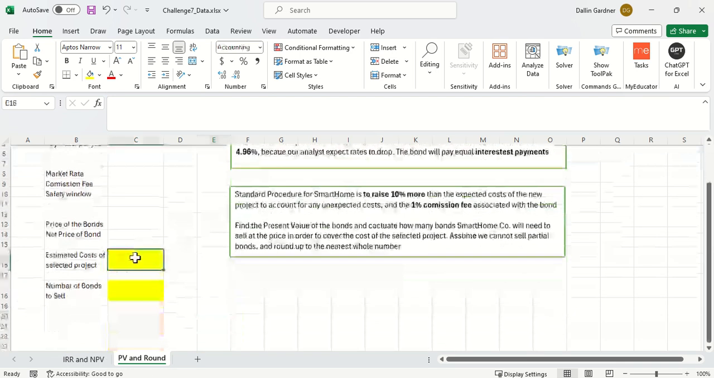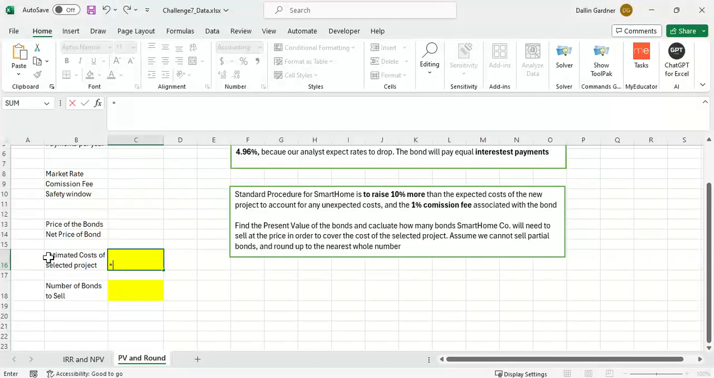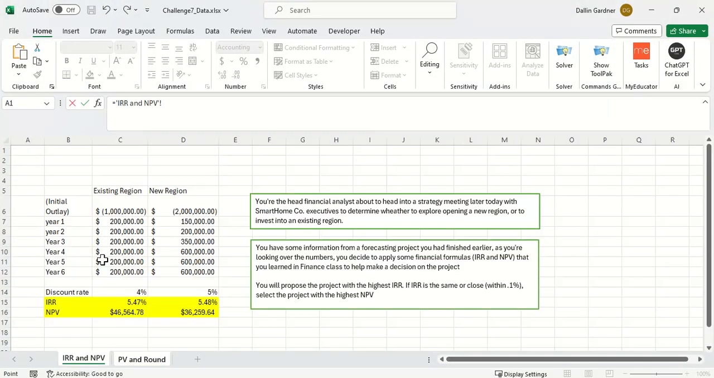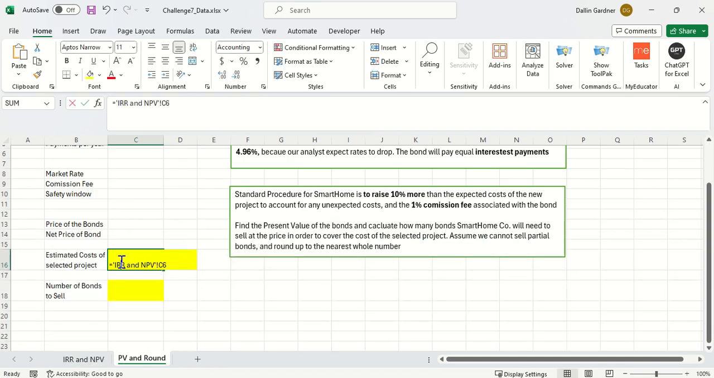Now we're going to go ahead and plug this in first. We want the estimated cost of the selected project, and that's going to be that number, or initial outlay. And we'll go ahead and make that a positive number.